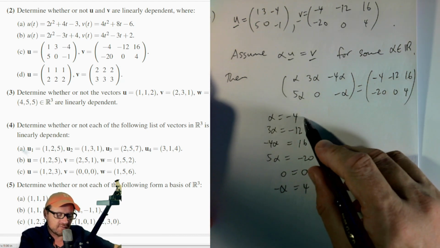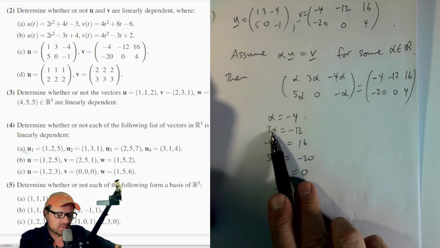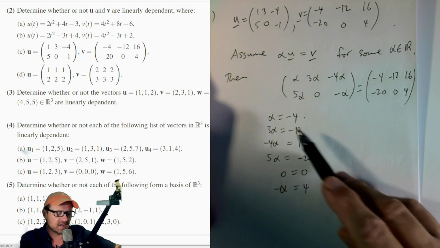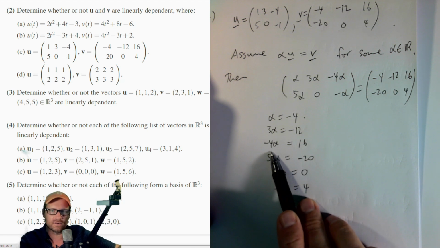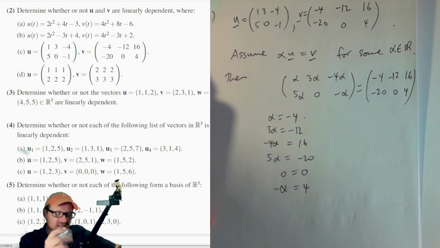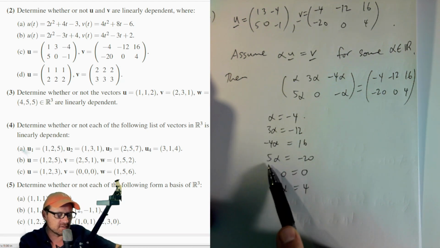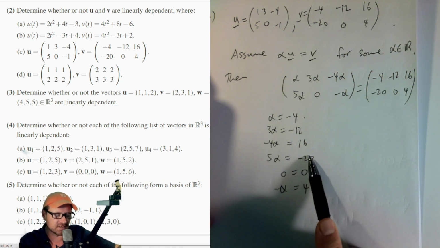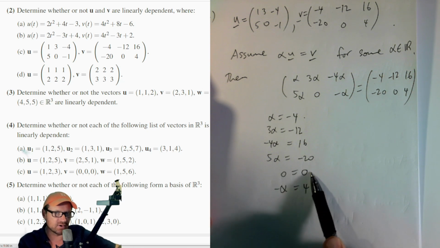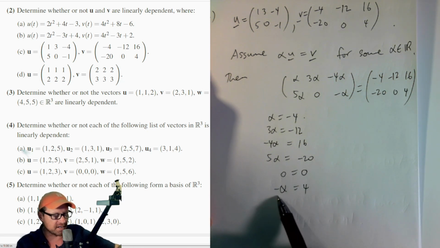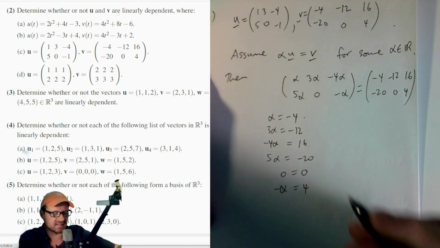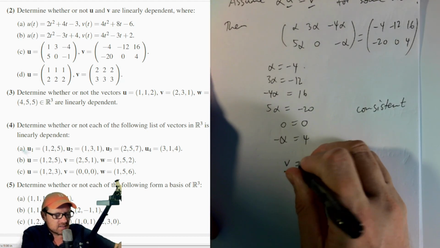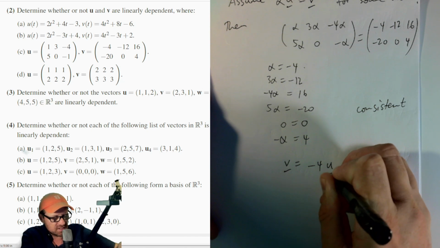The first one says alpha is -4. The second one, if we sub in -4, gives -12 equals -12. Subbing -4 into the third equation, we have 16 equals 16. That's consistent. In the fourth equation, 5 times -4 is -20, so -20 equals -20. Yes, consistent. 0 is equal to 0. Yes. And -alpha is plus 4. That's consistent. And so what we have is that v is equal to -4 times u.